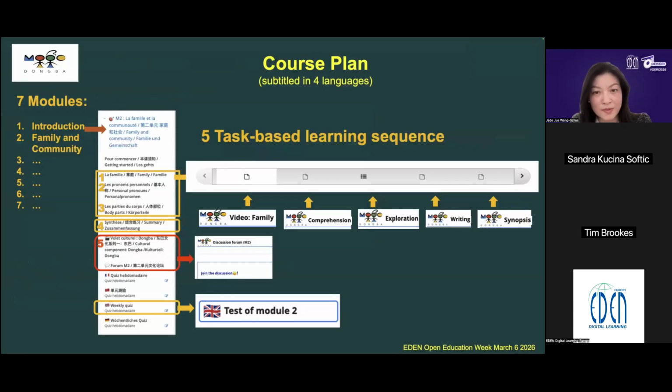And the MOOC comprises 7 modules. Module 1 introduces the course, while Modules 2 to 7 teach theme-based Dongba scripts. Each contains 5 sequences, as you can see here. Sequences 1 to 3 focus on learning Dongba characters along a path guided by pictographic writing logic. Sequence 4 provides a summary exercise. And in Sequence 5, we explore cultural topics with a forum discussion to support an online learning community. Each module concludes with a quiz, and learners who complete all modules receive a badge. I will show you the sequences here. Okay.